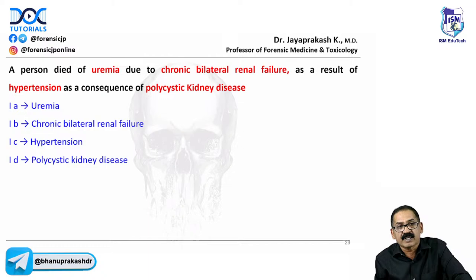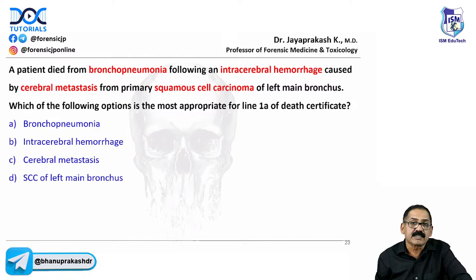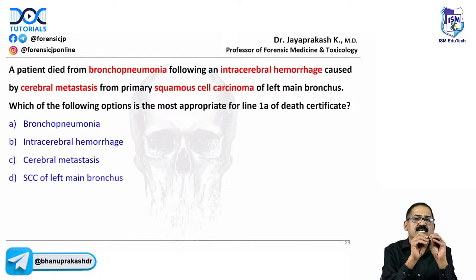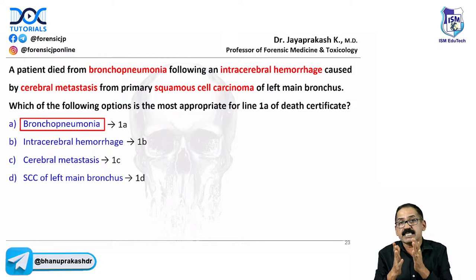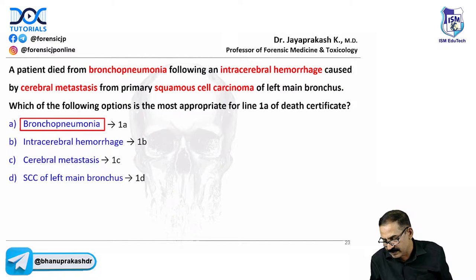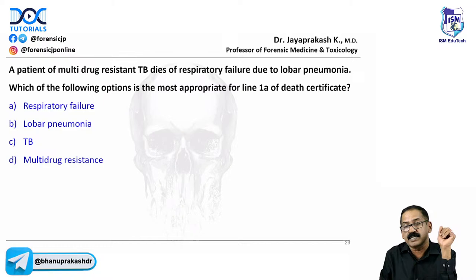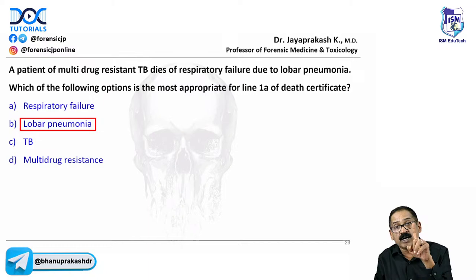Okay. Very easy. Here, the answer is, originally, the patient suffers from squamous cell carcinoma, cerebral metastasis, then metastatic ruptured intracranial hemorrhage, giving rise to unconsciousness, that precipitated bronchopneumonia. 1A, 1B, 1C, 1D. Okay. Very simple. A patient of drug-resistant TB dies of respiratory failure. So here, the answer is lobar pneumonia, never respiratory failure.